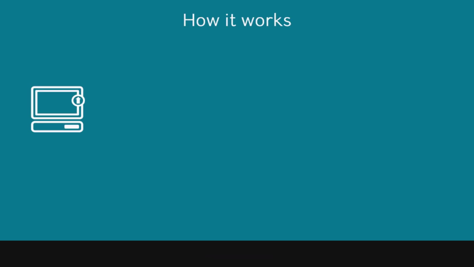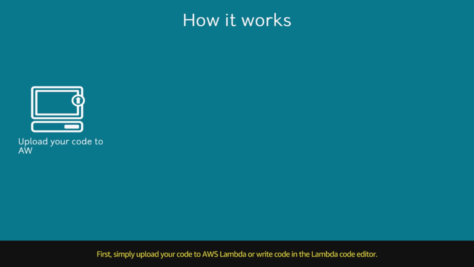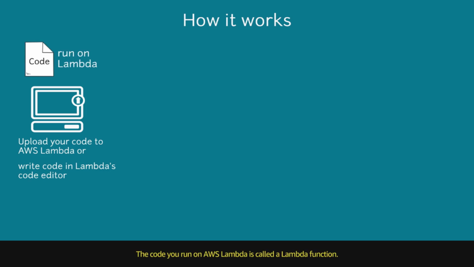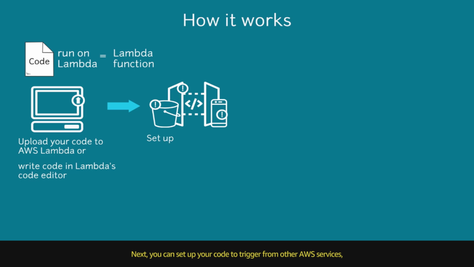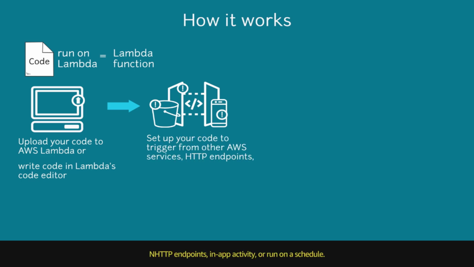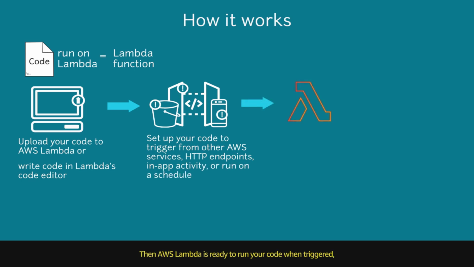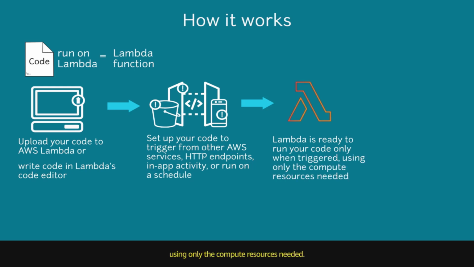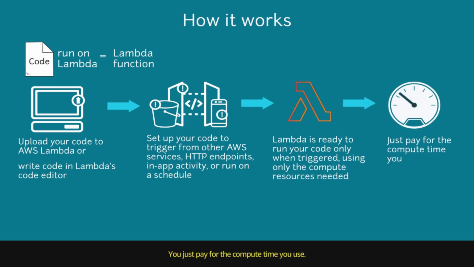This is how it works. First, simply upload your code to AWS Lambda, or write code in the Lambda code editor. The code you run on AWS Lambda is called a Lambda function. Next, you can set up your code to trigger from other AWS services, HTTP endpoints, in-app activity, or run on a schedule. Then AWS Lambda is ready to run your code, when triggered, using only the compute resources needed. You just pay for the compute time you use.